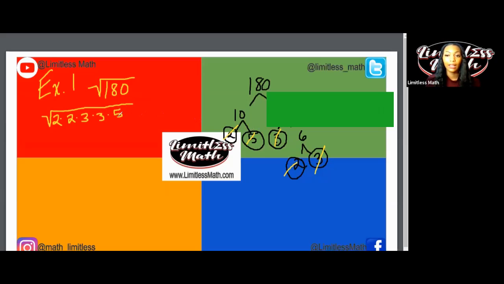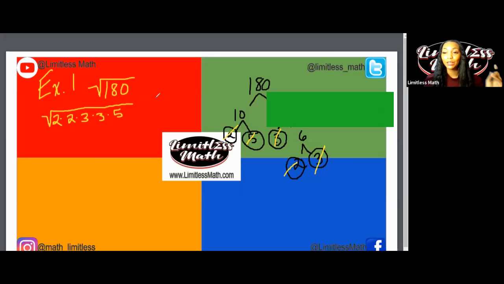Mathematically, 180 and 2 times 2 times 3 times 3 times 5 are equal to the same thing, so I can replace that. So that's what we did, okay? Once you have the prime factors, now we can talk about simplifying the root and taking things out from under the radical, right? Out from under this box.